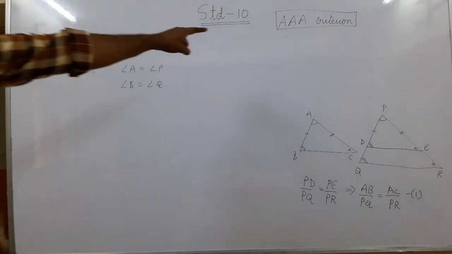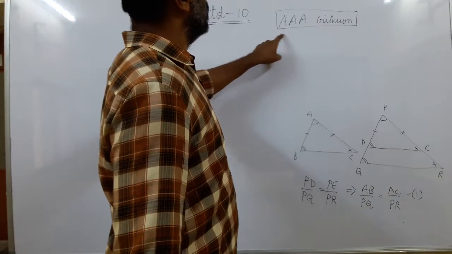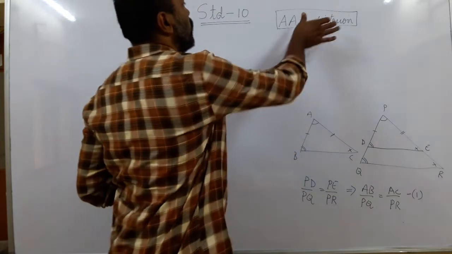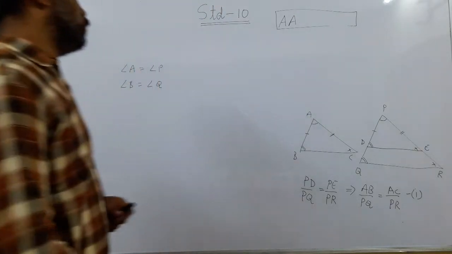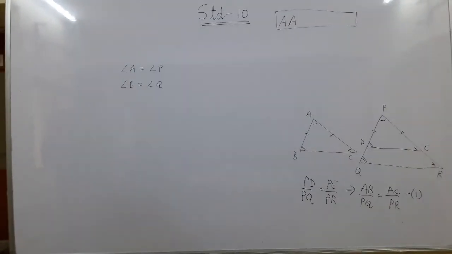So what do we do about the next one now? This is the AA criterion. We did the theorem of AAA criterion. Yes, but now instead of AAA criterion, we only have the AA. Only two angles are given congruent. So what can we do now? Can we show the triangles are similar?